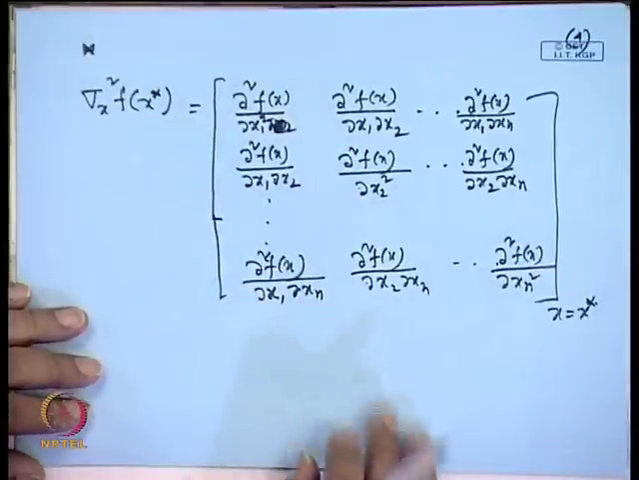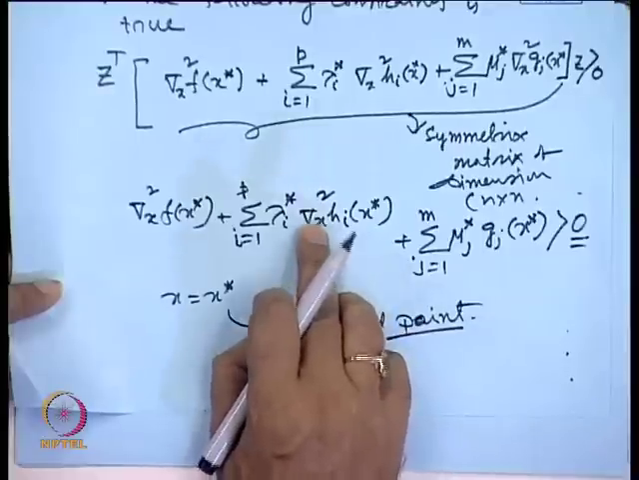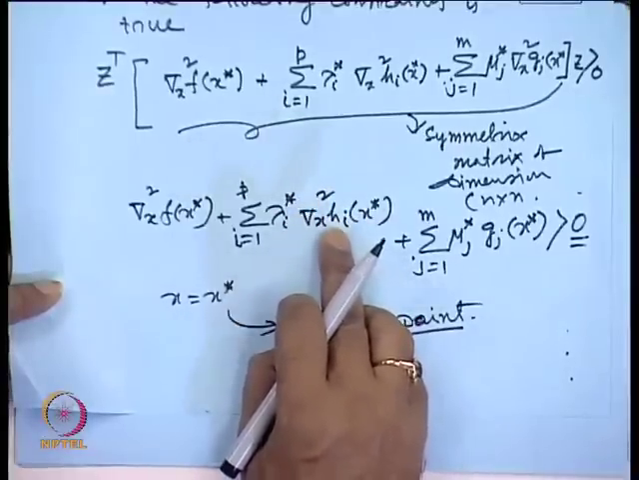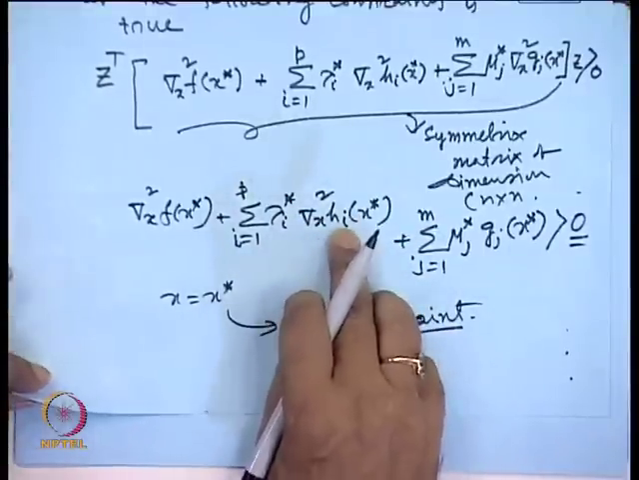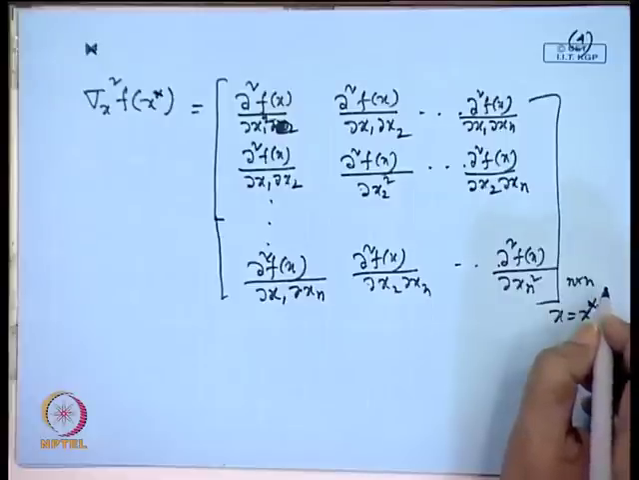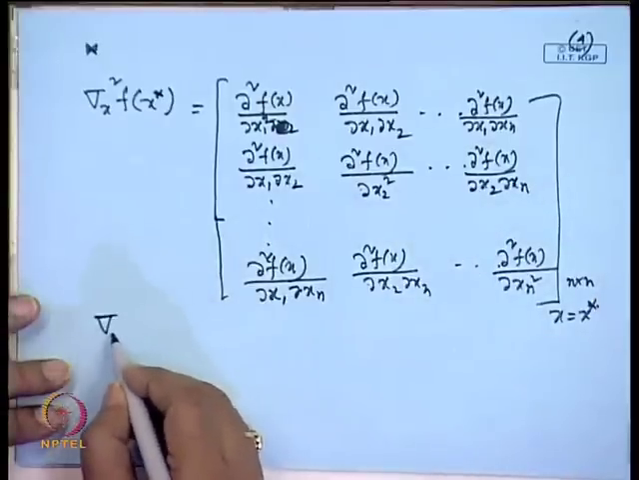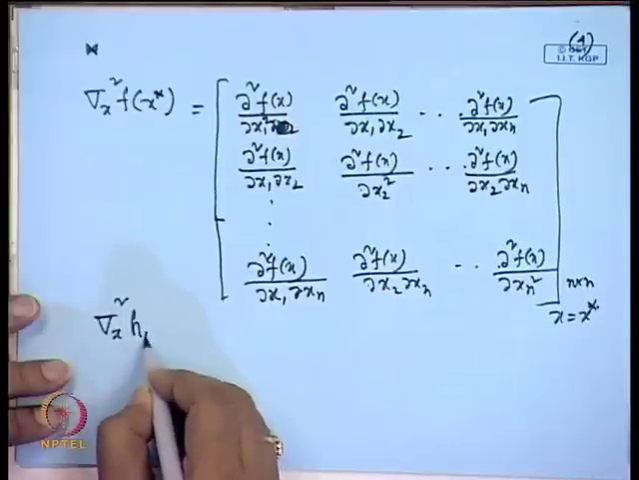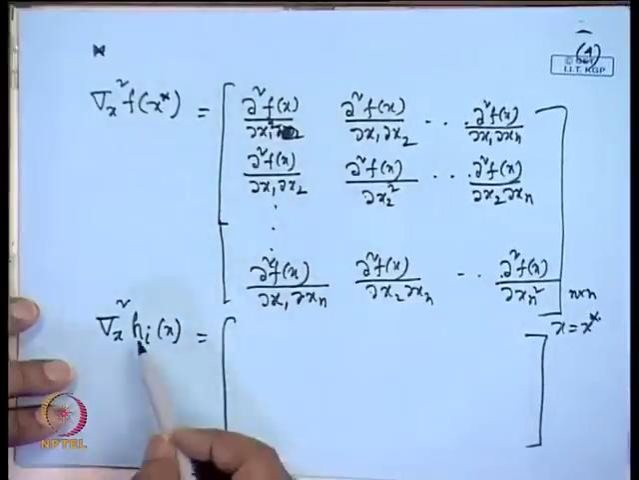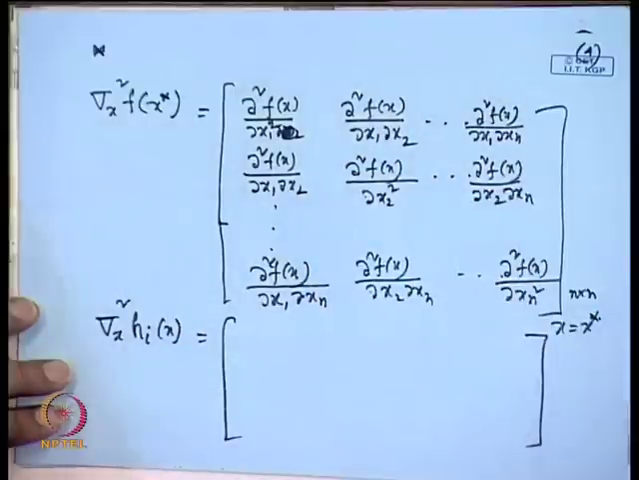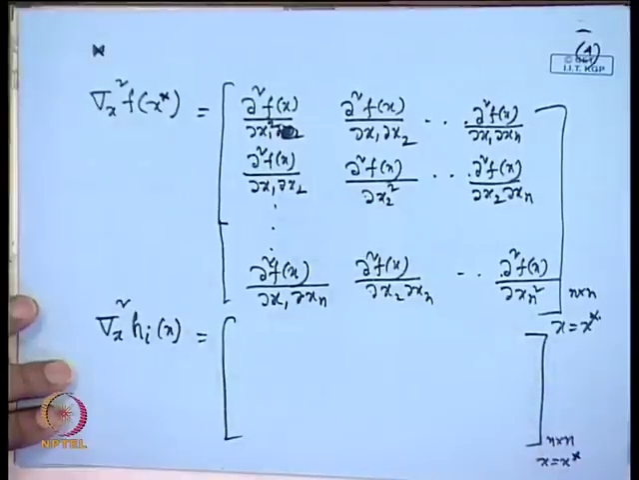So, you have computed it. And similarly, for the Hessian matrix of h I, where I varies from 1 to p, you will again get a matrix of dimension n cross n. Agree? Similarly, I am not writing this one fully; you can get it in the same way, only f will be replaced by h I function. Then this is also n cross n, and you have to put the value x is equal to x star, agree?